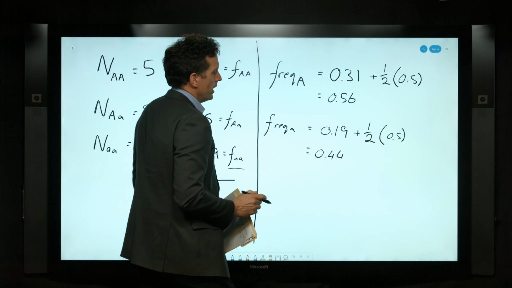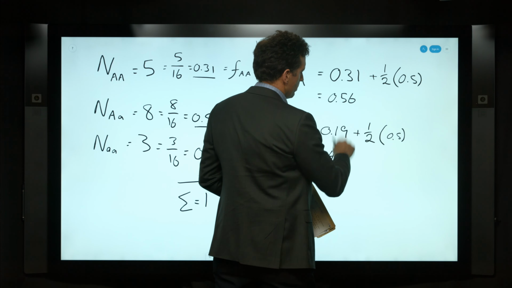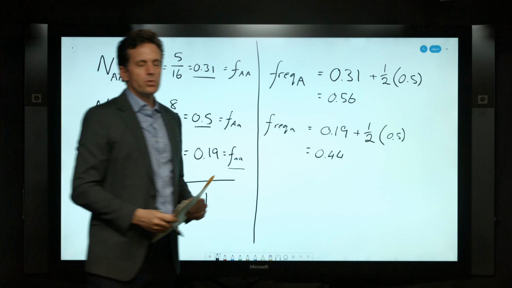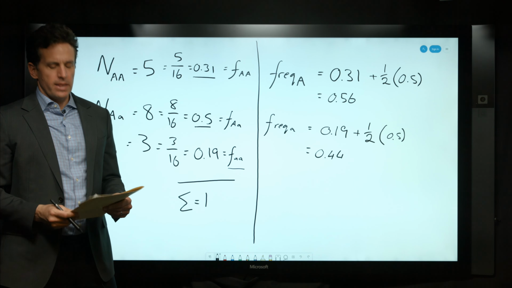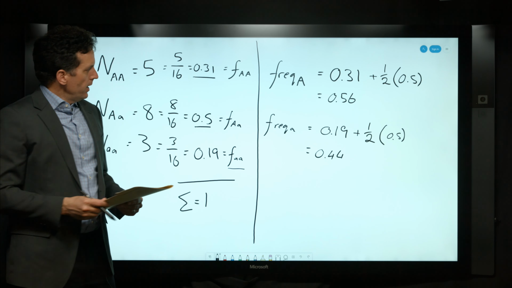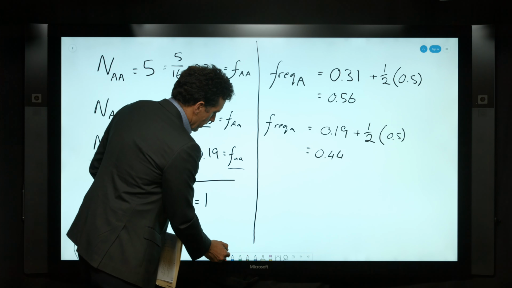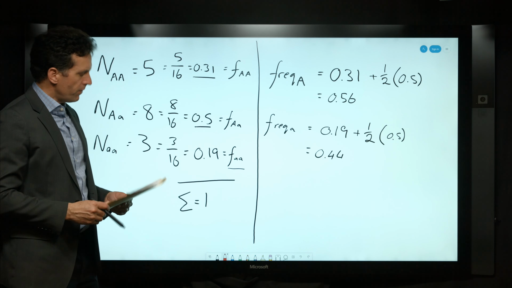And of course, 0.56 plus 0.44 is equal to 1, and so since we only have two alleles, that is as we would expect. And so we can generalize this now to the following formulas.